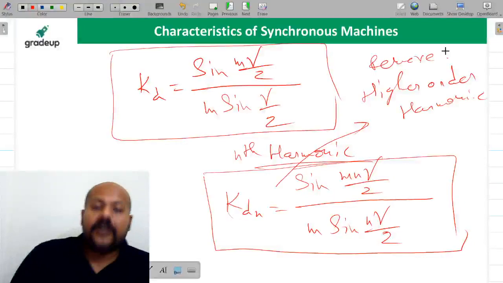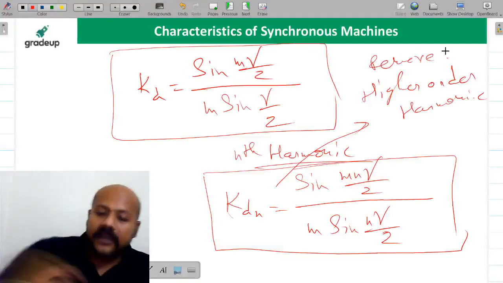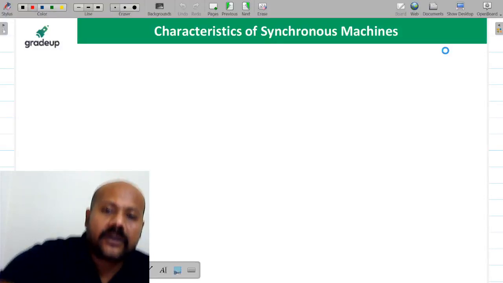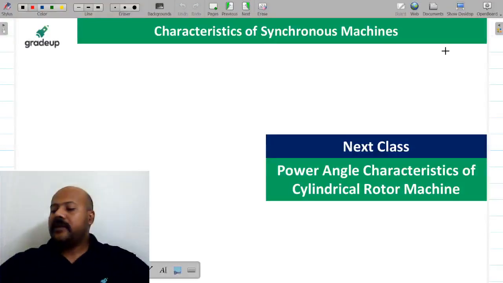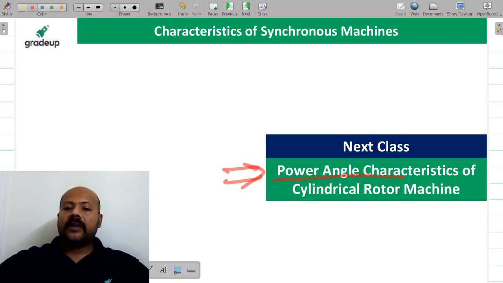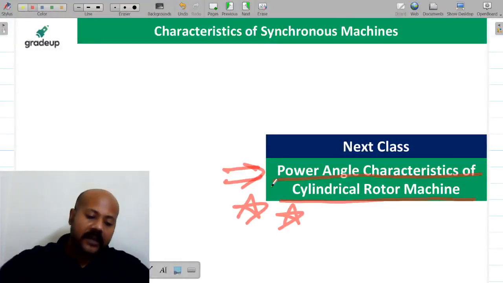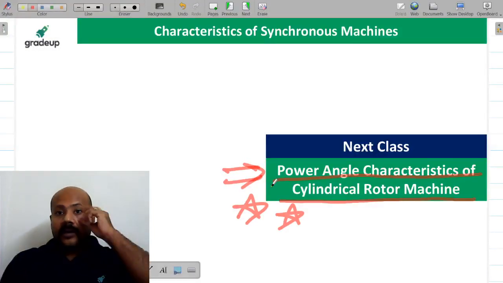Now let us proceed and we are going to conclude this class because we are running short of time. And in the next class, we were supposed to cover the characteristic parts also. So I will try to cover it in the next class, don't worry about that. After covering the remaining part of today's session, we are going to take up the power angle characteristics of the cylindrical rotor machine. So all of you please be there in the next class. It is going to be a very interesting, very knowledgeable class for you.